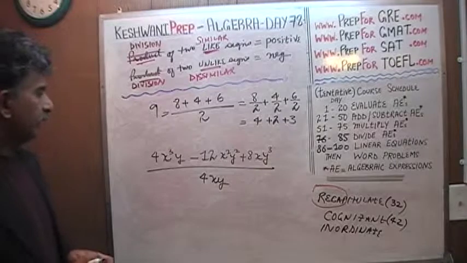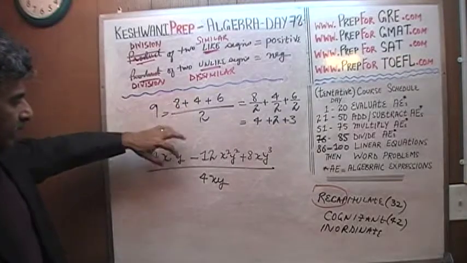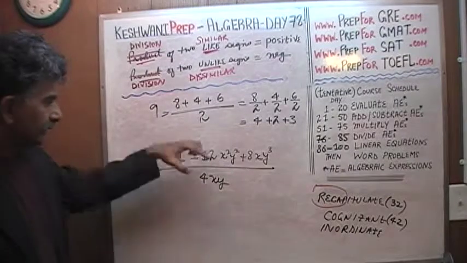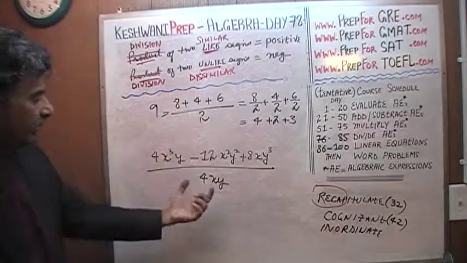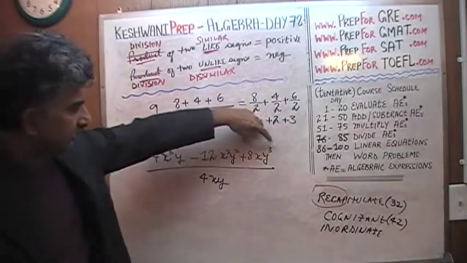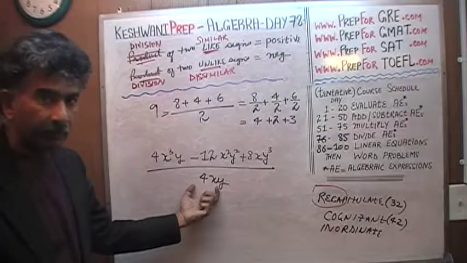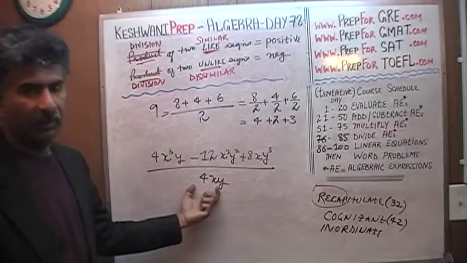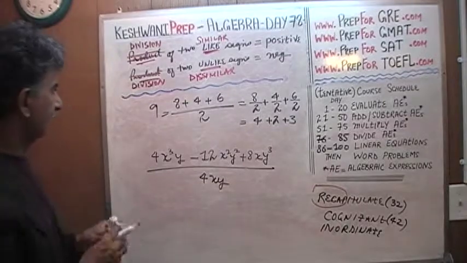That's what we're going to have to do here. We're going to have to take this first term, 4x cubed y, and divide it by 4xy. Then we take the second term, negative 12x squared y squared, and divide it by 4xy. And then we take the third term, 8xy cubed, and divide it by 4xy. Individually, separately, one by one, in three separate steps. Do you understand? That's what we'll do.